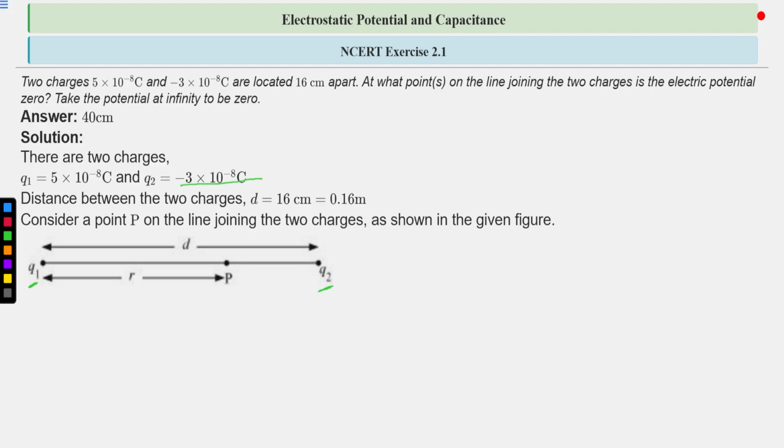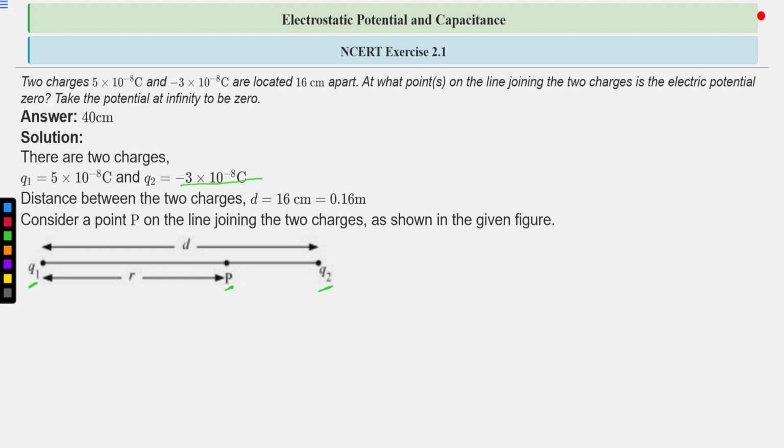So now we will take two cases. The first case is that P lies between these two charges, and the other case is that P lies beyond the Q2 charge. In this case P can't be on the left side of Q1, because Q1 has larger magnitude and Q2 has smaller magnitude. Due to the larger magnitude of Q1, this zero potential will be between Q1 and Q2 or beyond Q2.